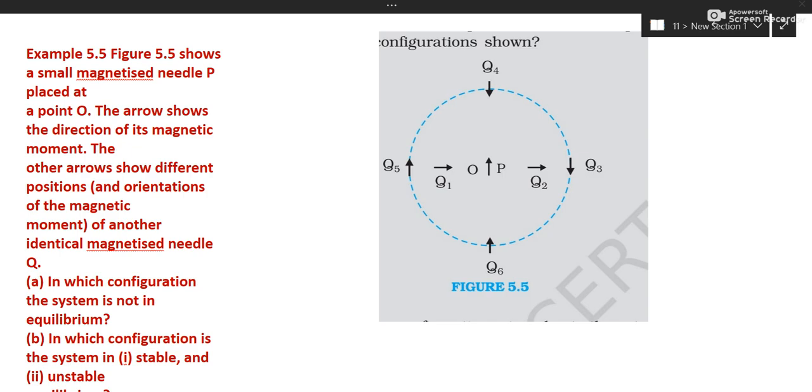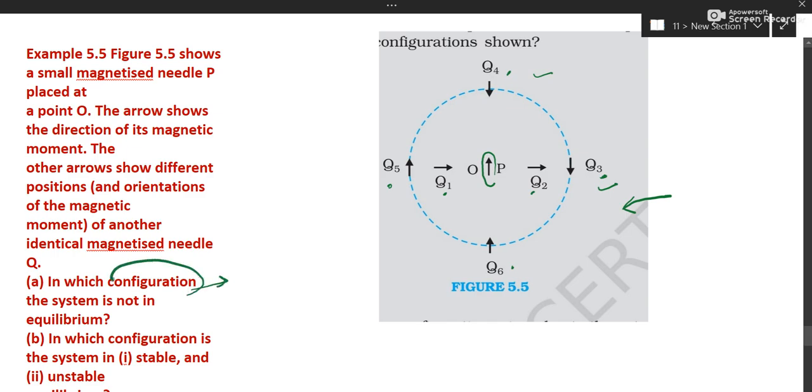Okay, let us look at this question. In this question, actually there are 6 magnetized needles. Let us count from first. This is first, second, third, fourth, fifth, and sixth. So these 6 magnetized needles have been placed in the vicinity of this magnet. They have been placed like this. So they are asking in which orientation, in which configuration the system is not in equilibrium. So this is the first question. Okay, so see how to do this. It's an important numerical.